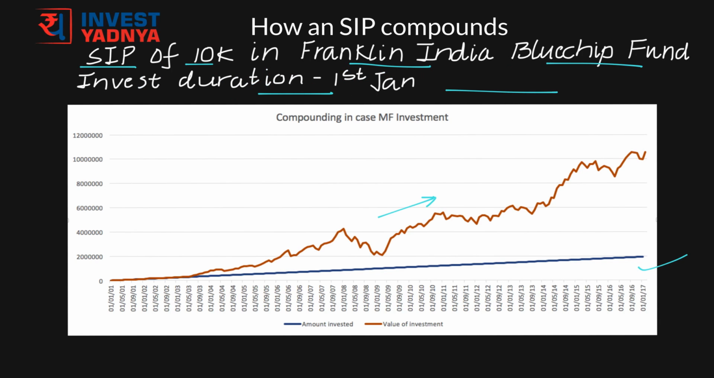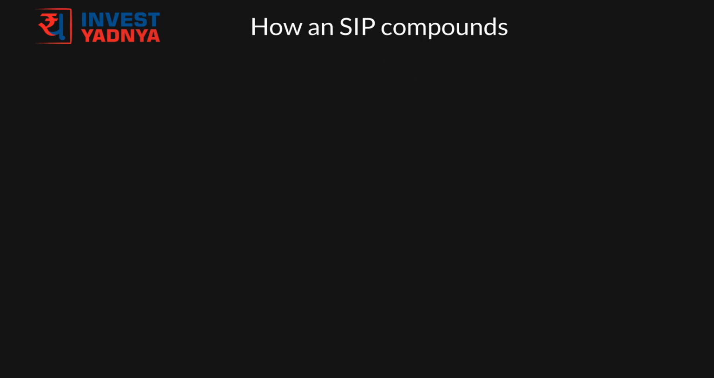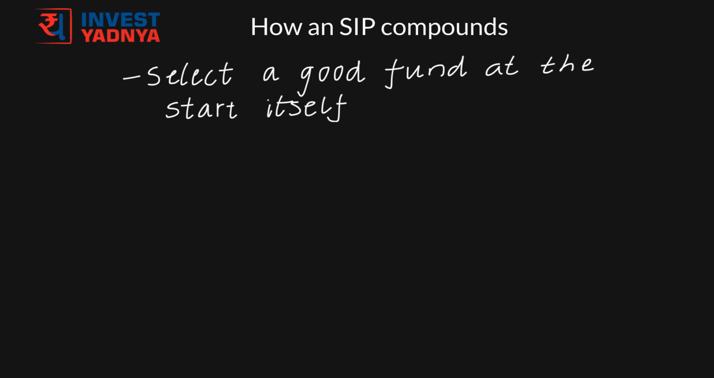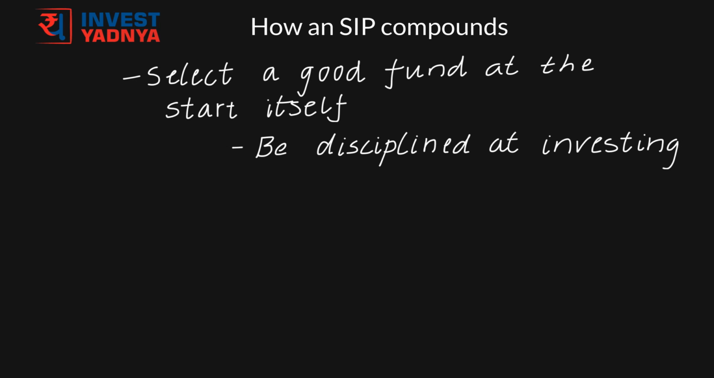But if you look from a broader perspective, even this graph is linear. But if you try to track it on a daily basis, monthly basis, a slight fall in the NAV would definitely keep you worried. So the right thing to do is, at the onset itself, select a good fund based upon qualitative and quantitative aspects of the fund. And once done so, keep a disciplined approach towards investments.